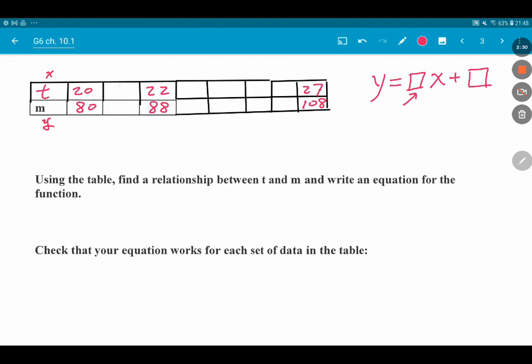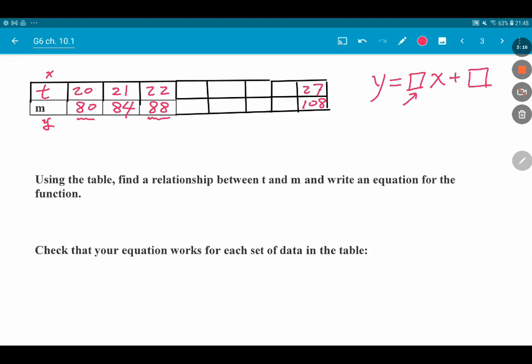So we have to observe the pattern, and we go up. If t is 21, then what would m or y be in this case? The way we do it is we add 80 and 88 together and divide by 2. Or you can use 88 minus 80 and divide by 2 to find that midpoint. So 88 minus 80 would be 8, and divided by 2 would be 4. So 80 plus 4 will be 84. So when t is 21, m will be 84.